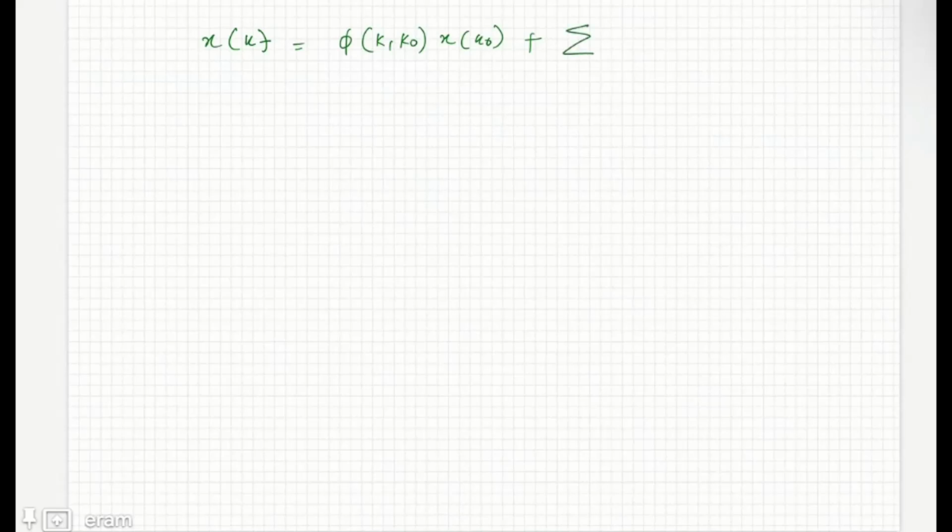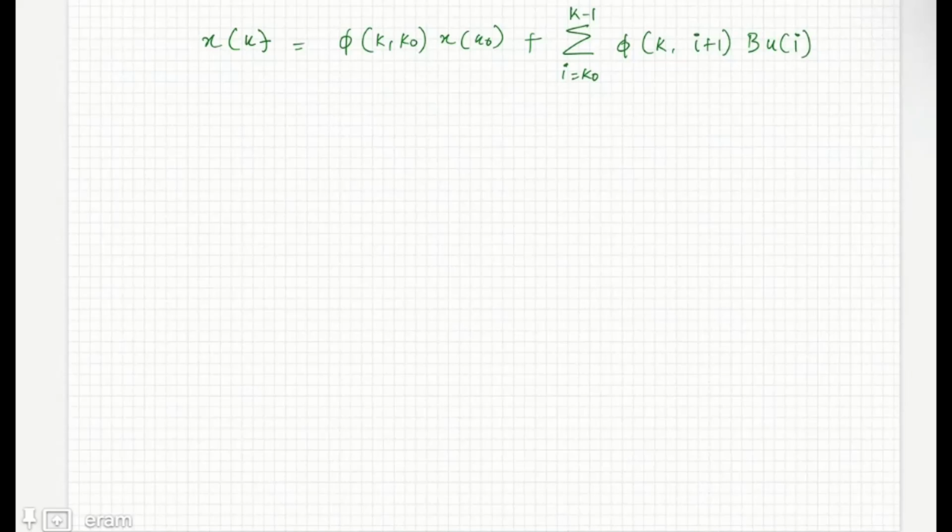And now for the case when we have... and the solution is written as x of k is phi of k, k naught, x of k naught, plus, in a similar way that we had for the continuous time system, the sum over i equals k naught to k minus 1 of phi of k, i plus 1, b u i.